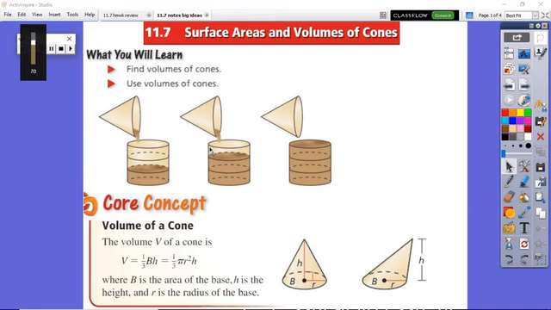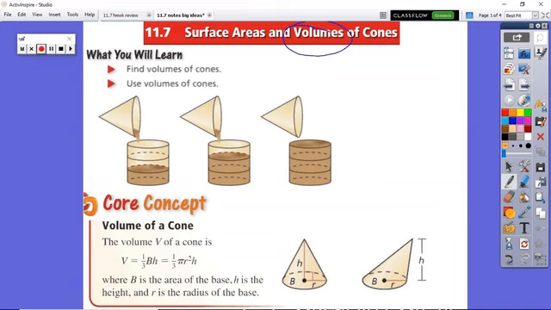Welcome to 11.7 notes completion. And here we talk about cones. And again, we are just focusing on the volume of the cones for this quiz, and not the surface area. So that's why these notes are just volume and all things voluminous.